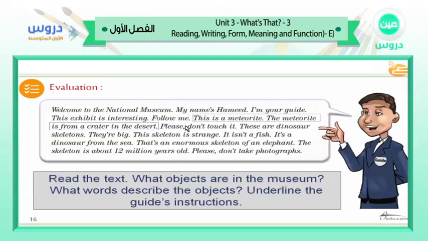What about the second object? Can you find it out? It's very nice. These are dinosaur skeletons, and they are big. The skeleton is strange and enormous. That's very nice. What about the third object in this National Museum? Yes, that's excellent. That is an enormous skeleton of an elephant. That's very nice. Its description: the skeleton is about 12 million years old. Yes, that's great. Thank you so much for helping.